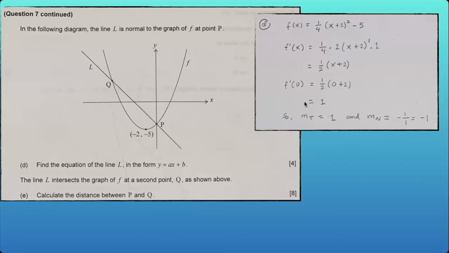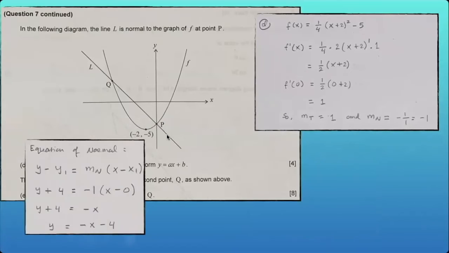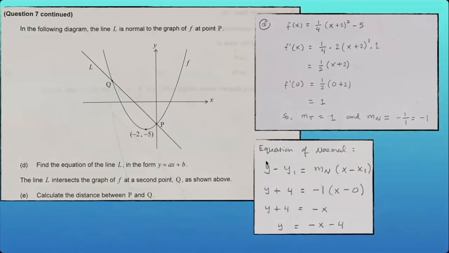From the gradient of the tangent, we can find the normal gradient, which is negative reciprocal, -1/1, which is equal to -1. Now that we know the normal gradient and we know the coordinate of point P, which is at point 0, -4, then we can find the normal equation using this formula. So there you go. That is the equation of line L. Y is equal to -x subtracted by 4.